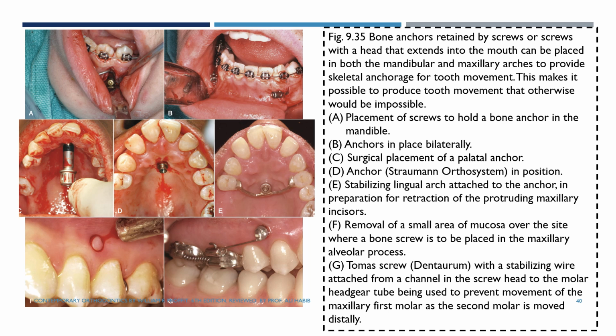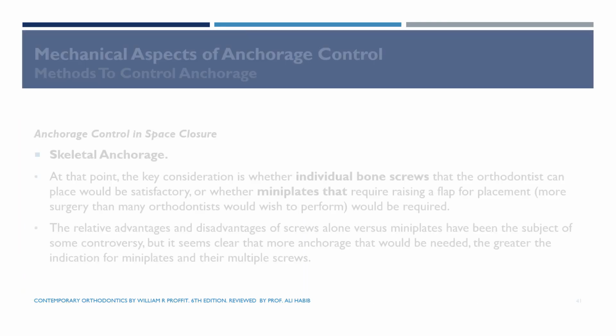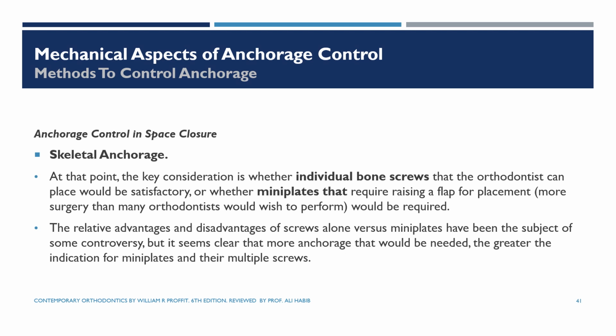So you have several examples, but you should keep in mind that there are certain protocols that we have to follow when we use mini screws. So which one do we use? Individual bone screws, which are the mini screws, or mini plates? There are in general certain rules we have to keep in mind.